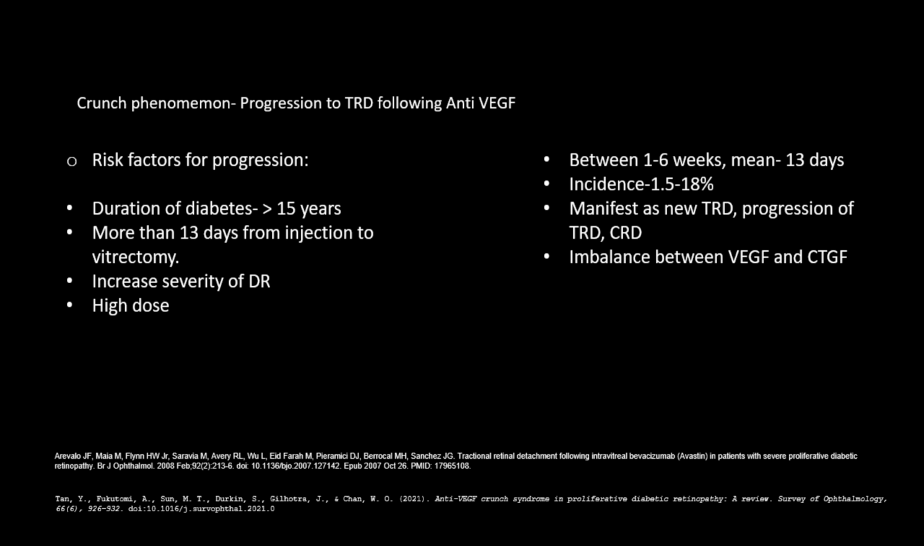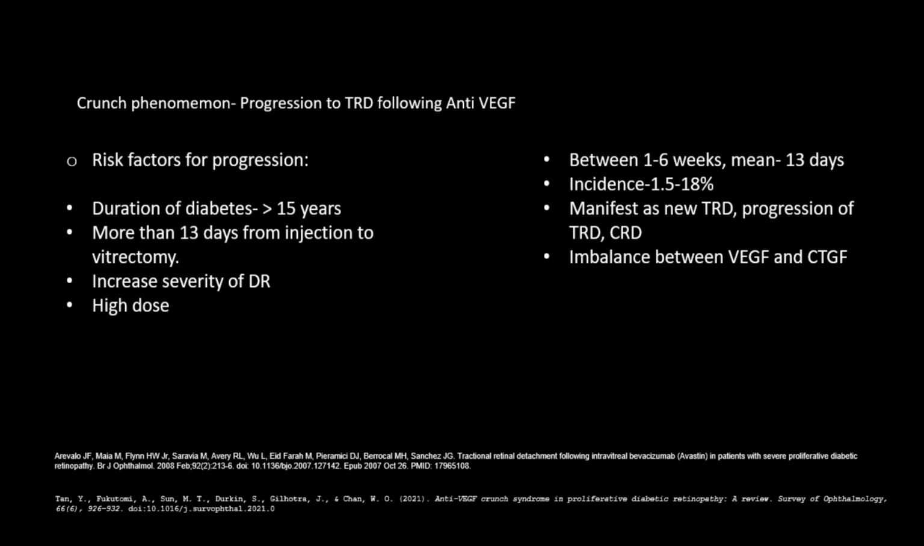This is seen commonly between 1 to 6 weeks. Mean time period is around 13 days, and they can manifest either as a new onset tractional retinal detachment or progression of the existing retinal detachment, or like conversion of a tractional retinal detachment to combined retinal detachment.